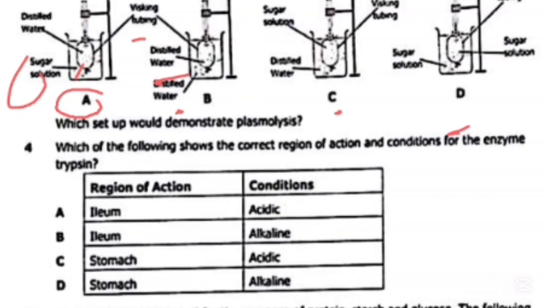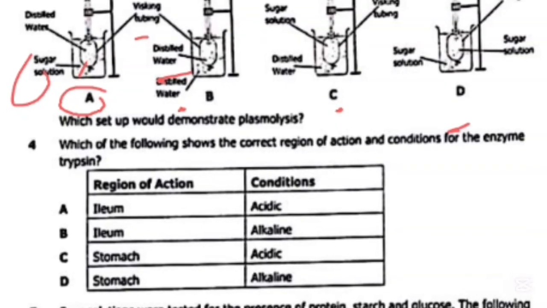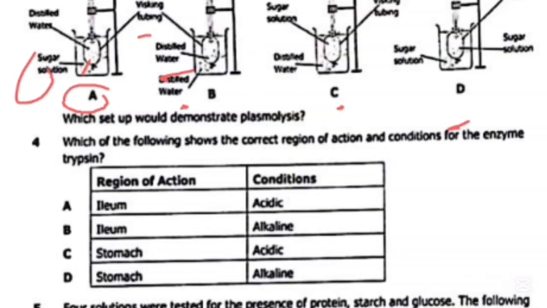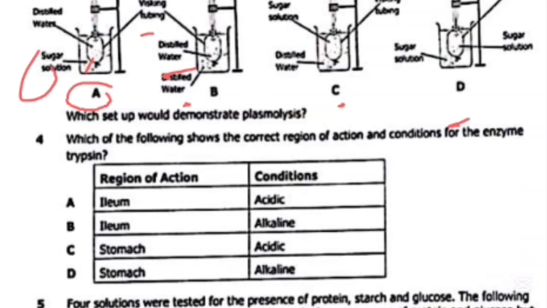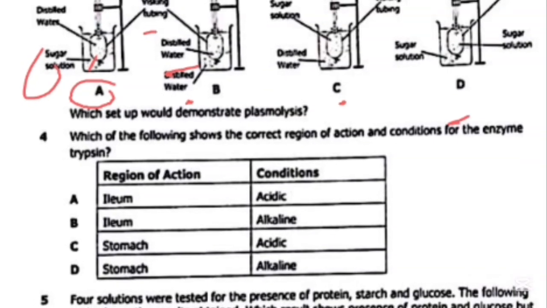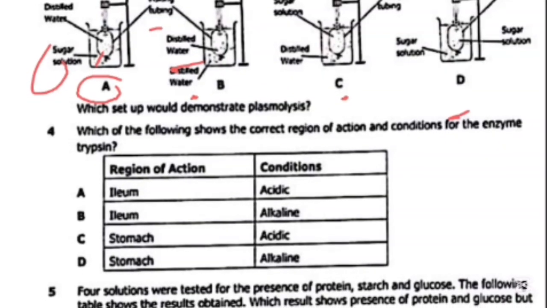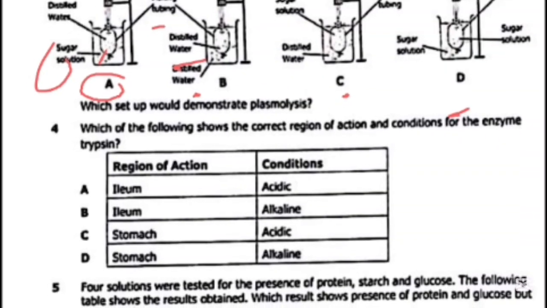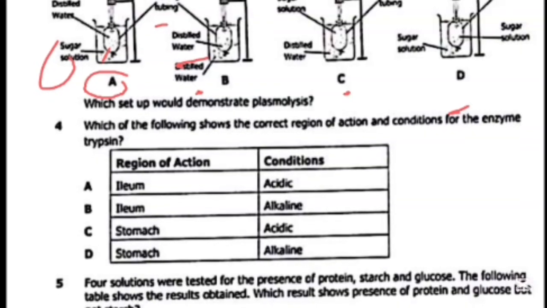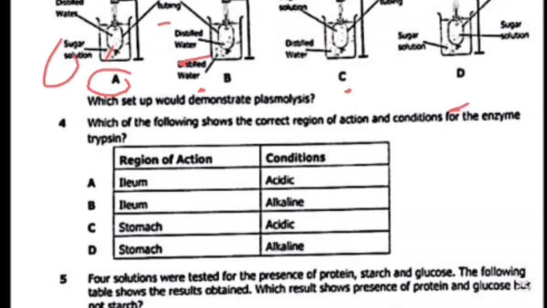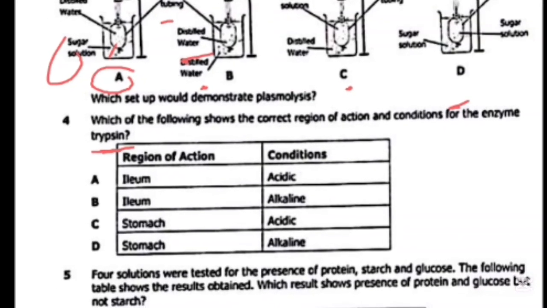Nothing will happen because the sugar solutions are equal inside and outside the cell. Moving on to question 4. Which of the following shows the correct region of action and condition for the enzyme trypsin? So here they are talking about the enzyme trypsin.